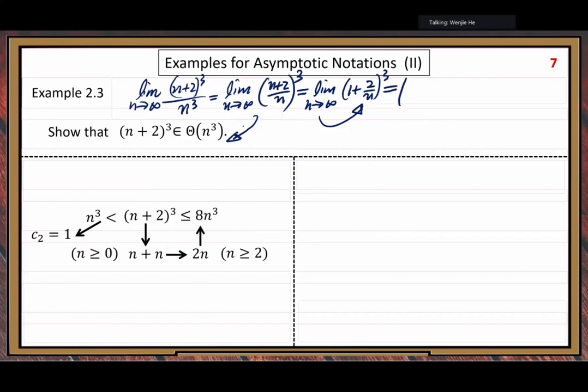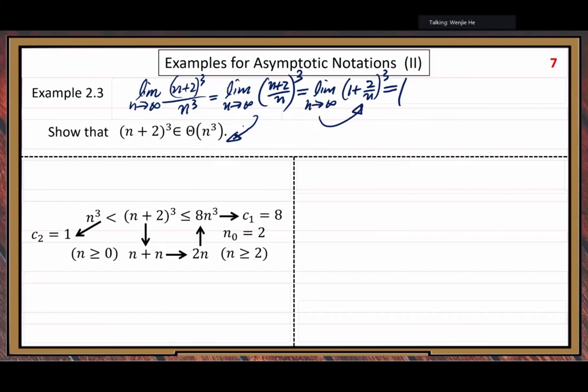Then we raise 2n to the cube. Cube of 2n is 8 times n cubed. So this 8 is the C1 constant. So you find both the C1, C2 constants and your n0. So that's the definition. In this example, you can see it's pretty straightforward.